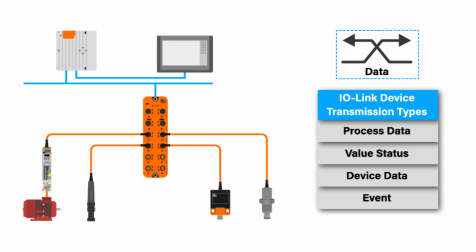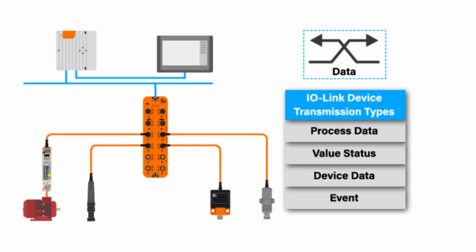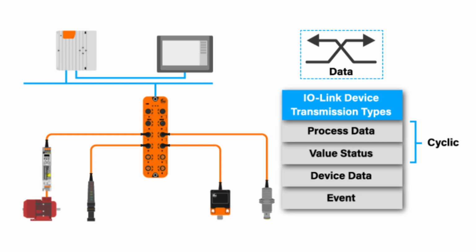An IO-Link device transmits process data and value status periodically at a regular defined interval called cyclic transmission. And finally, device data such as diagnostics and events are transmitted when they are needed. This is called acyclic transmission.